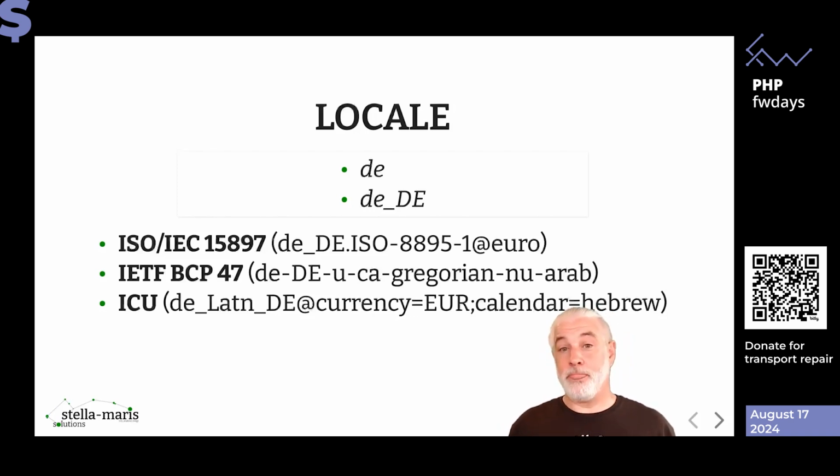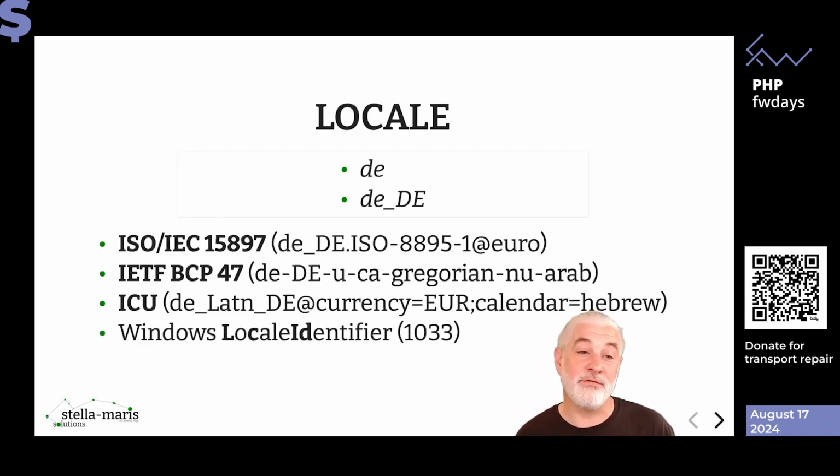But as if that would not be enough, we also have the Windows locale identifier, which is specific to Windows. And in Windows they are just numbered. So the one that I want for German is number 1033. Yes, makes sense to know that, but there is no other way around that. But that's just for the sake of completeness. The thing that we will be using throughout the session will be the ICU one. Okay, so far for the basics.